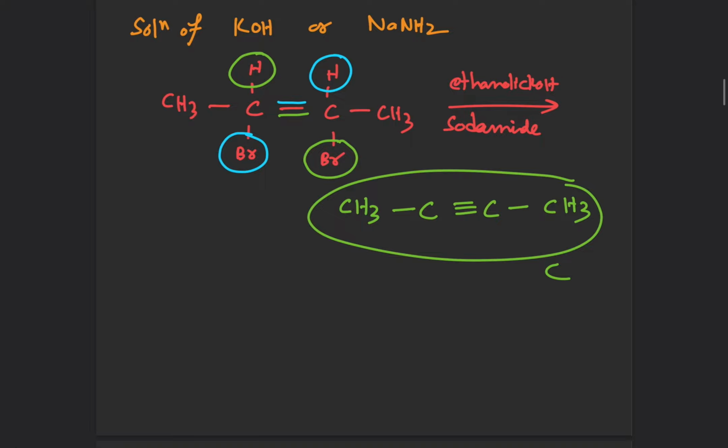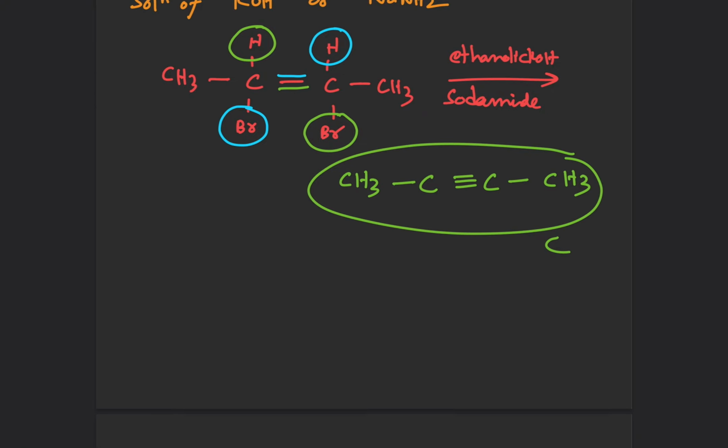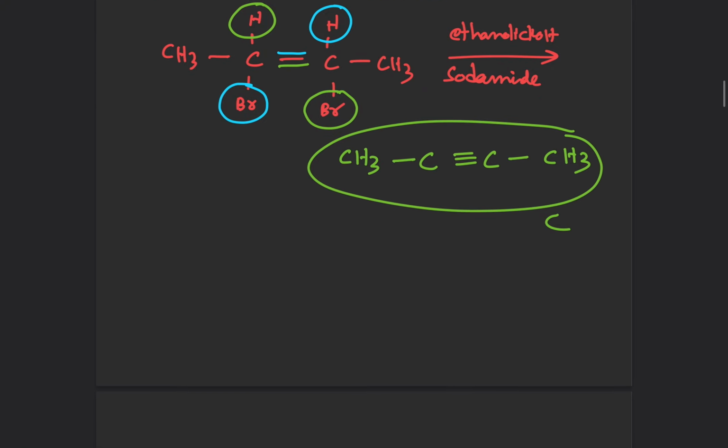Okay. Then C adds a molecule of water when warmed with mercuric sulfate, which is HgSO4, and dilute sulfuric acid at 333 Kelvin to form D. Okay. So under these conditions, we should know that alkynes will add a molecule of water to the triple bond according to Markovnikov's rule to first form an enol, which tautomerizes to the corresponding carbonyl compound.